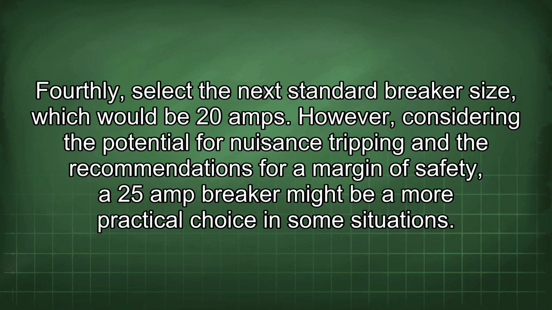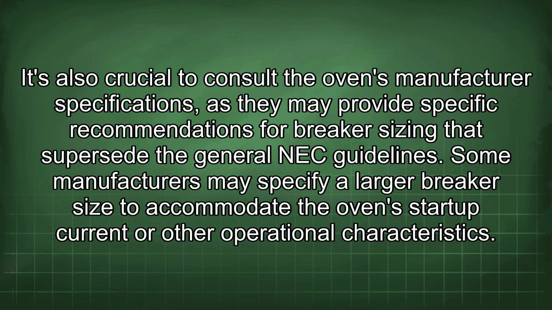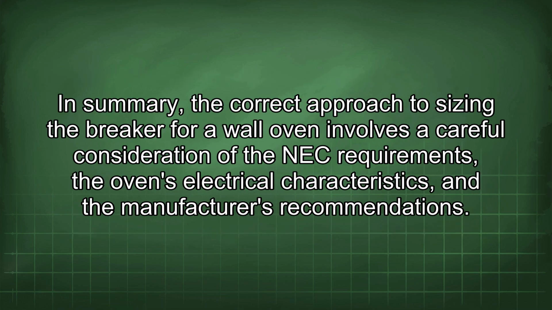However, considering the potential for nuisance tripping and the recommendations for a margin of safety, a 25 amp breaker might be a more practical choice in some situations. It's also crucial to consult the oven's manufacturer specifications, as they may provide specific recommendations for breaker sizing that supersede the general NEC guidelines. Some manufacturers may specify a larger breaker size to accommodate the oven's startup current or other operational characteristics. In summary, the correct approach to sizing the breaker for a wall oven involves a careful consideration of the NEC requirements, the oven's electrical characteristics, and the manufacturer's recommendations.